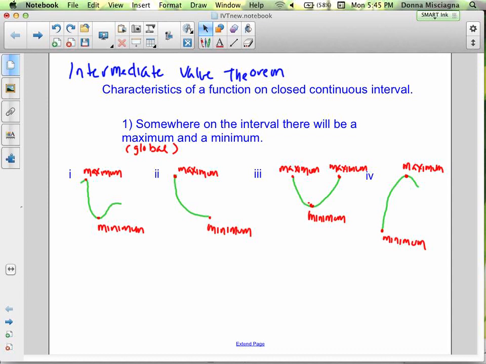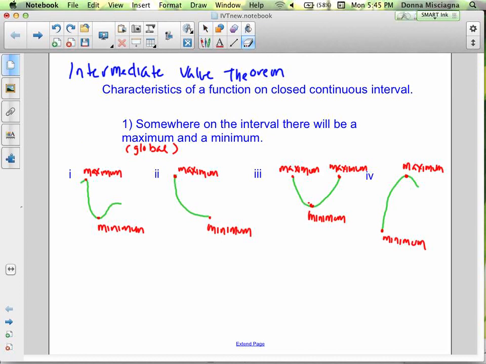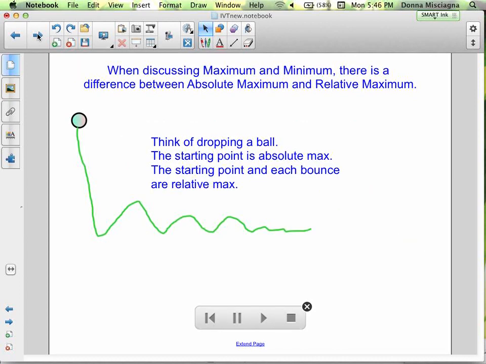All right, so we're going to be looking specifically at continuous closed intervals, and using intermediate value theorem to learn some things about them. So when discussing maximum and minimum, there's a difference between absolute maximum and relative maximum. By the way, global and absolute mean the same thing. So here we do a little demonstration of global, absolute and relative.